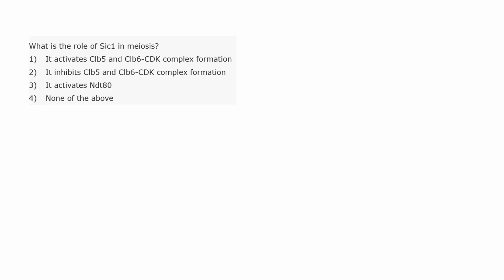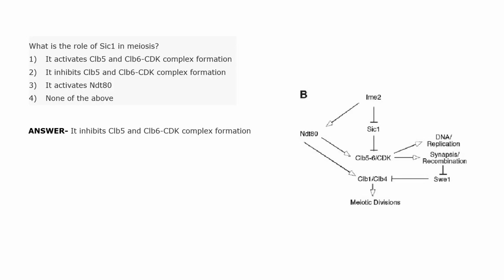Yeah, I'm getting option number 1. Yeah, you are basically wrong. In this case, it inhibits the cyclin B5, cyclin B6 CDK complex formation. Sorry, I also told the previous one information there. Actually, IME2 is the one that activates the cyclin B5 and cyclin B6 CDK complex. It activates NDT80, which is a transcription factor that helps in the regulation of gene expression of this particular complex. However, it inhibits SIC1.